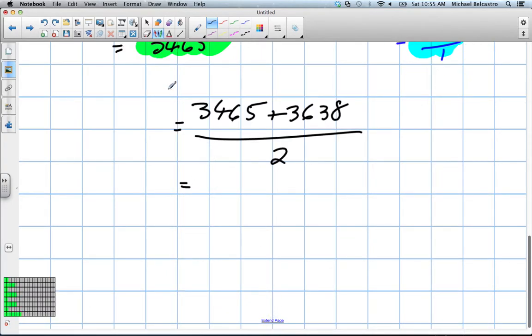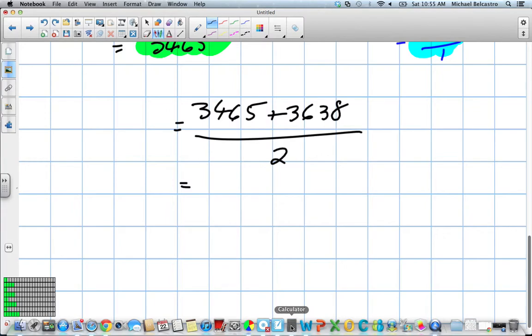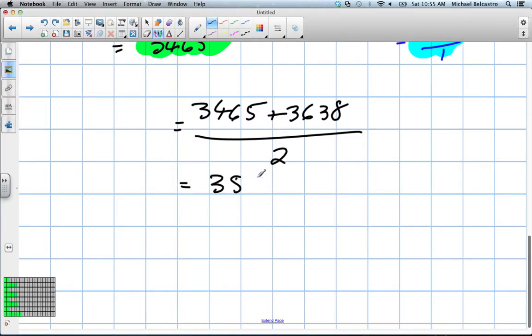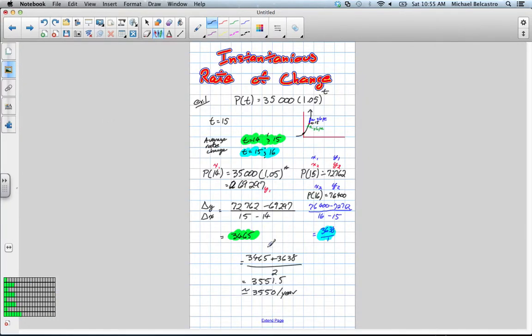So the estimated instantaneous rate of change is 3,465 plus 3,638 divided by 2, which is 3,551.5. Usually they estimate this to be about 3,500, rounded down. Because we didn't do our rounding before, it's probably 3,550. It looks like that's what they got per year. So that's how much the population is increasing per year when we solve it through this method.